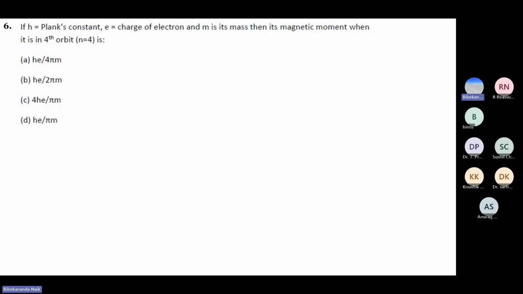The question says, if h is the Planck's constant, e is the charge of electron, and m is the mass of electron, then what is its magnetic moment when it is in the fourth orbit. This question is somehow related to the last question. In the last question, what did we find? The mu L and L relation. So using those expressions, we will calculate what the magnetic moment of the electron in the fourth orbit will be.